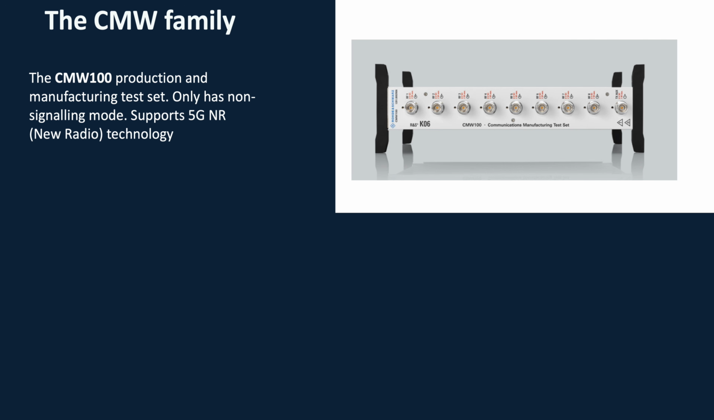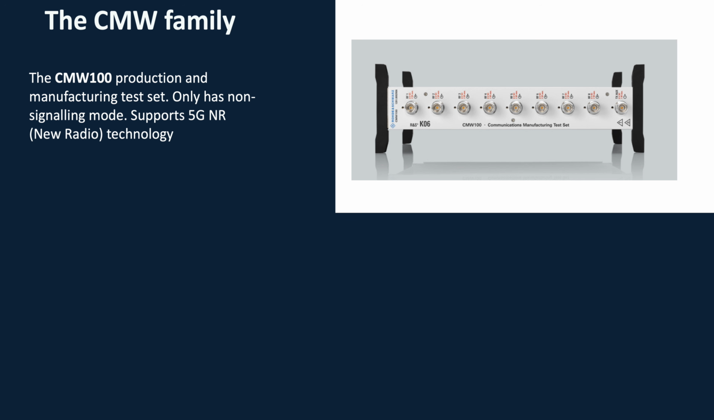And a more recent addition to the CMW family is the CMW500. It is one that can measure, I think, up to 8 mobile devices at one time. That's an advantage in a production environment, where the CMU500 can only do 2 phones at a time. This one can do 8 at a time.